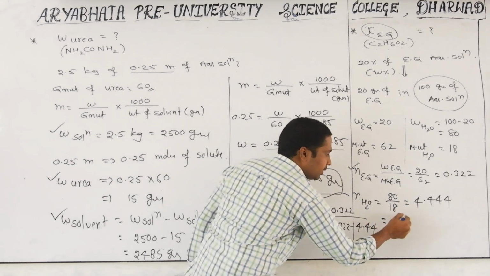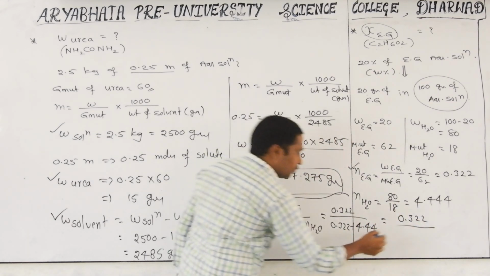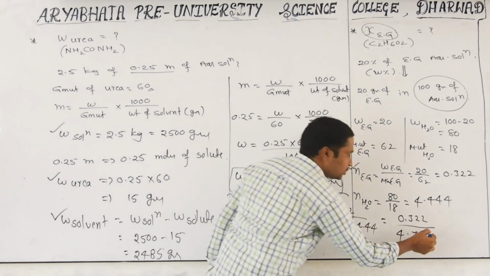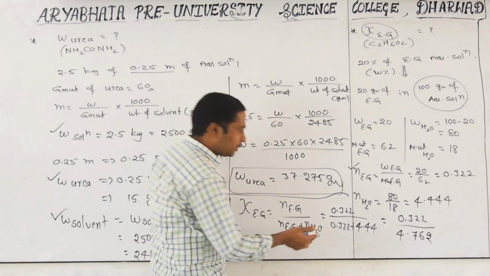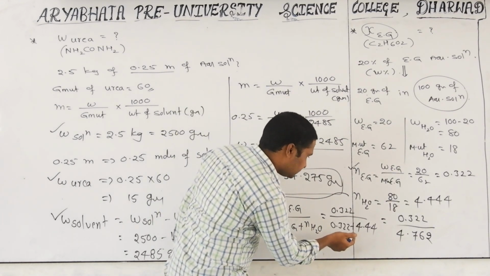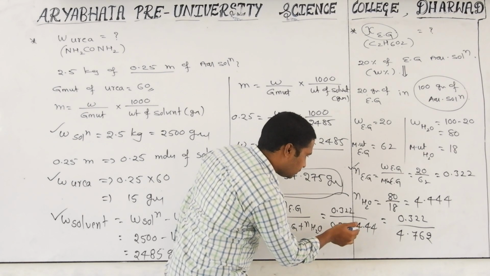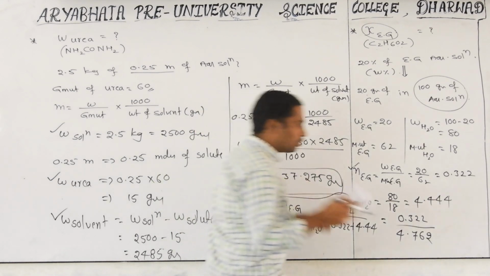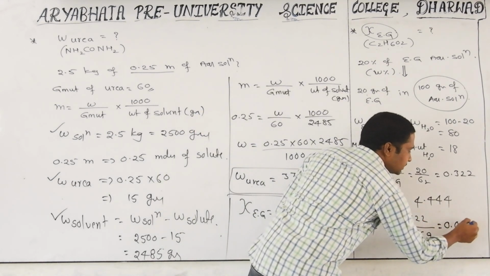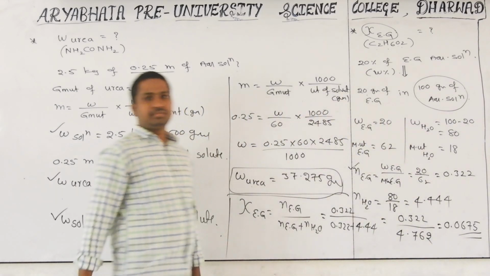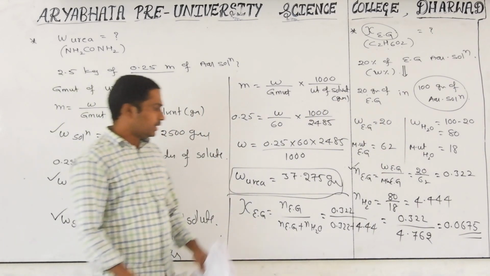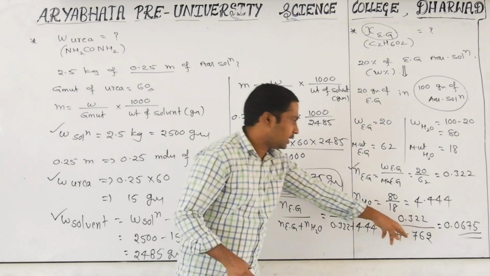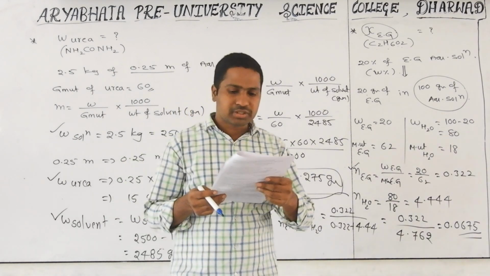Do the simplification. 0.322 by 4.762 is coming. Yes or no? After simplification we are getting 0.0675. Okay, yes or no? So if you do the simplification, 0.322 by 4.762, you will get 0.0675.